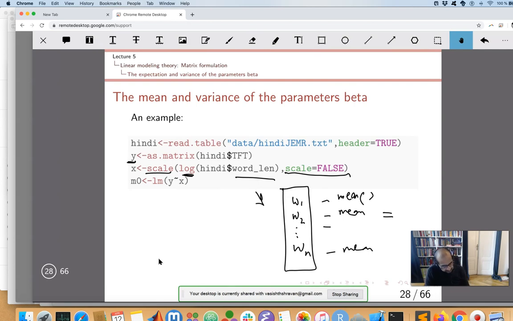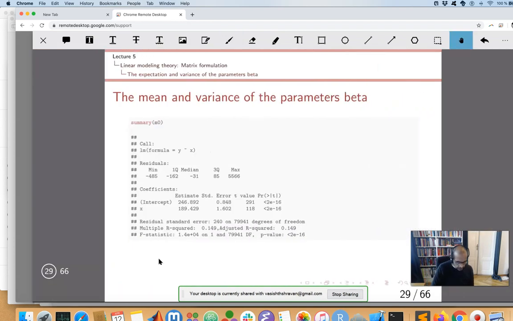Okay, so I've got centered word length here as the predictor, and I fit my simple linear model, y as a function of x, right? When I fit this model, what I get as an intercept is 246, slope is 189. So this is on the millisecond scale. So I'm getting predicted reading times here. So 1 unit increase in word length leads to 189 milliseconds slowdown in total reading time.